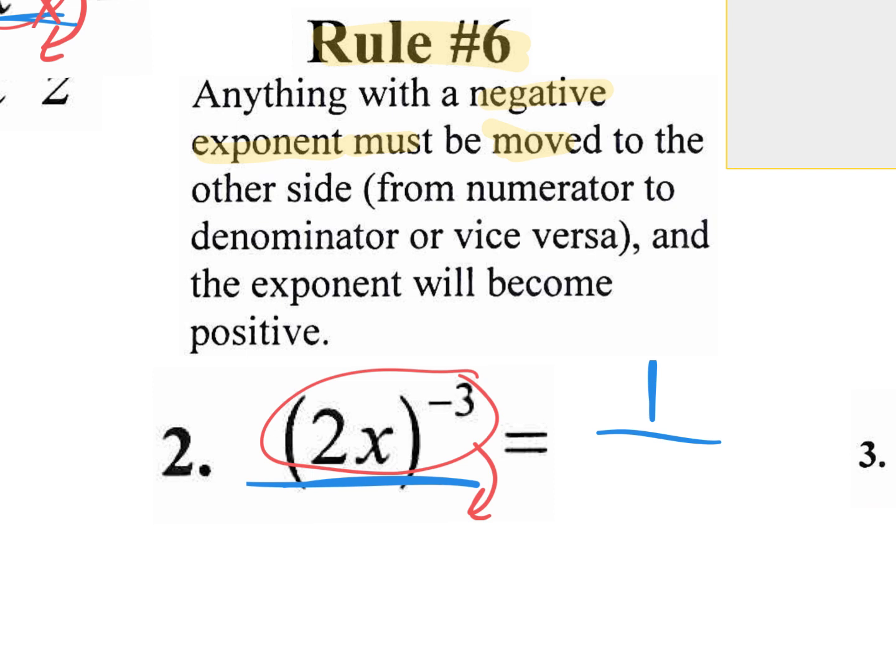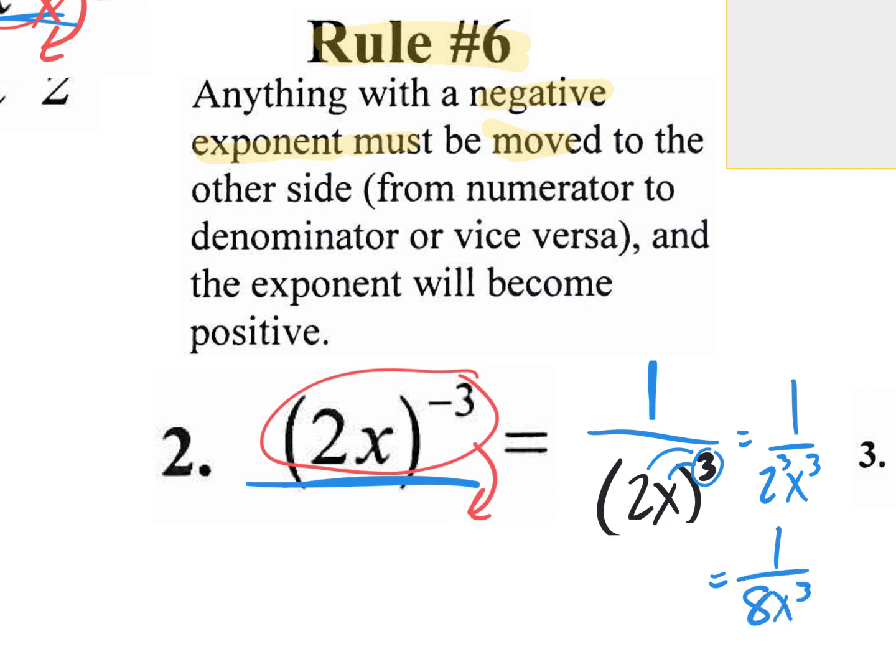Now, if you move the whole thing to the bottom, it'll be a 2x in parentheses to the positive 3 on the outside of the parentheses. But you see, once you have so many rules like we already have right now, sometimes we have to apply more than one rule. So we just moved the whole thing down to the bottom, and now we need to distribute the outside exponent to the inside. So your final answer will be 1 over 2 to the 3rd x to the 3rd, which is actually 1 over 8x to the 3rd. Make sense?